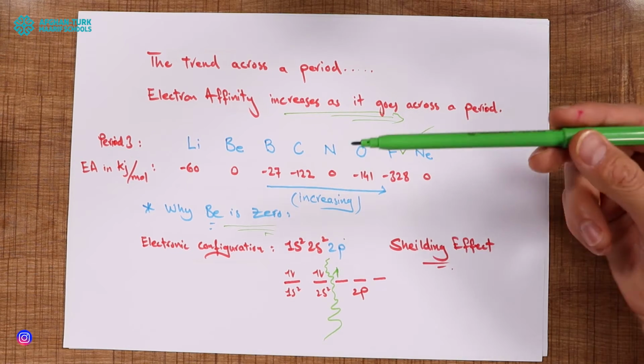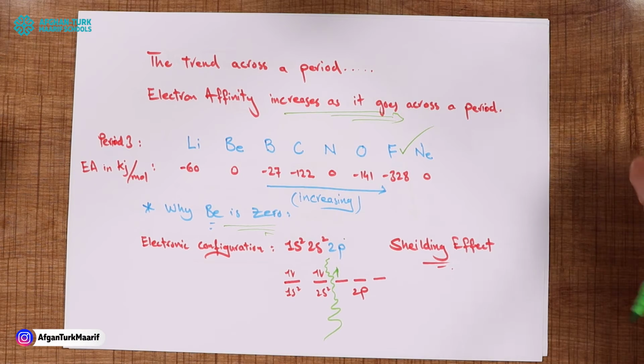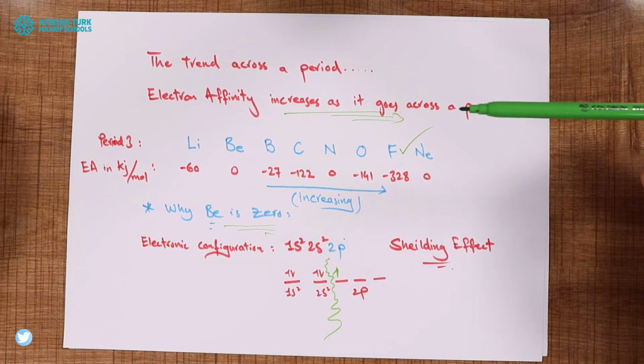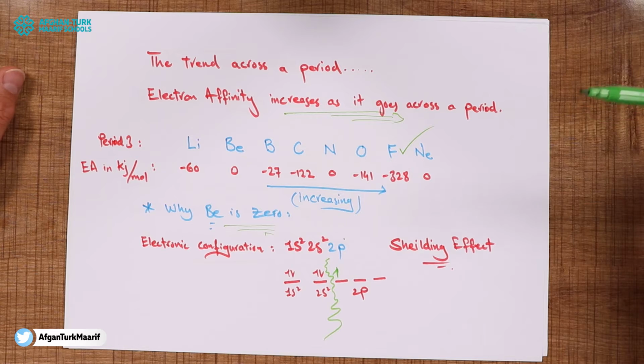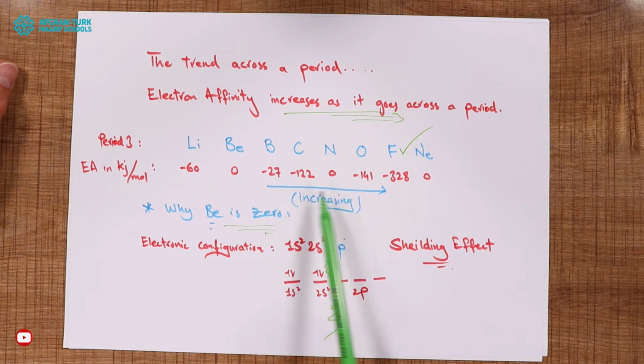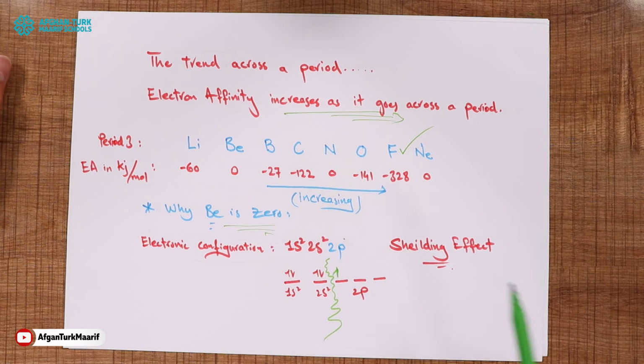And if we want to give it an electron, then we need some energy. So normally it won't accept. For boron it's minus 27. Now we can see a trend. It's increasing. For nitrogen it's 0. Why is it 0? Let me show you.